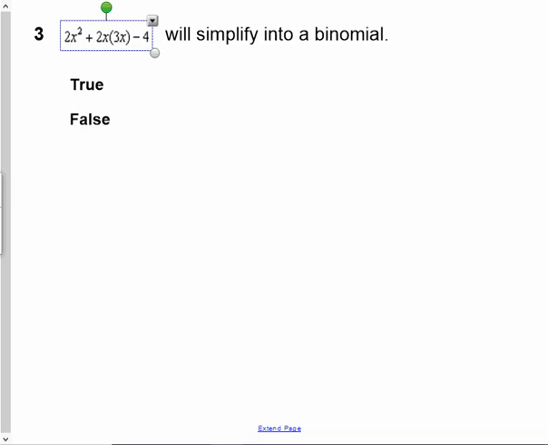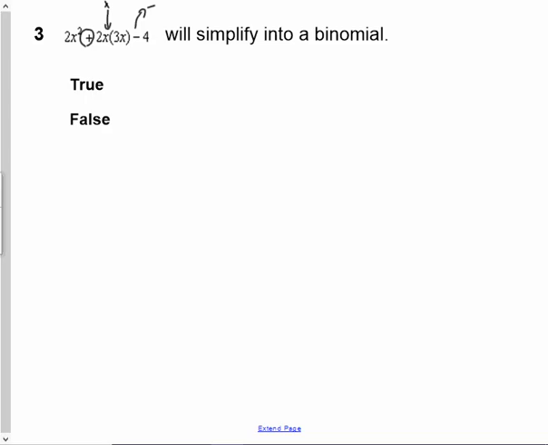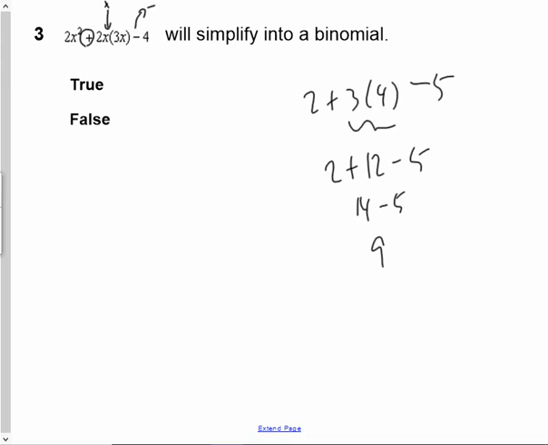Question 3 says 2x squared plus 2x times 3x minus 4 will simplify into a binomial. So really, what you have here is you have 3 operations. You have addition, you have multiplication, and you have subtraction. So when there is more than one operation, if I had 2 plus 3 times 4 take away 5, you would do multiplication first to get 2 plus 12 take away 5. And then now that you have addition and subtraction, you would simply add them, and then you would subtract them to get 9 as your answer.